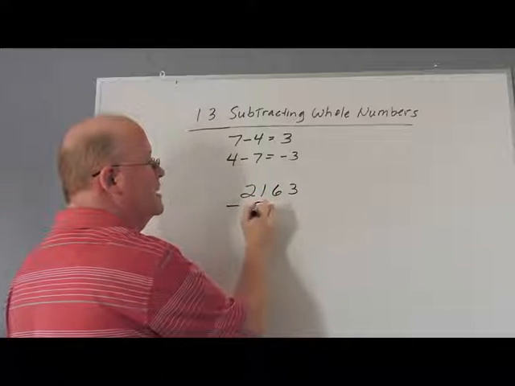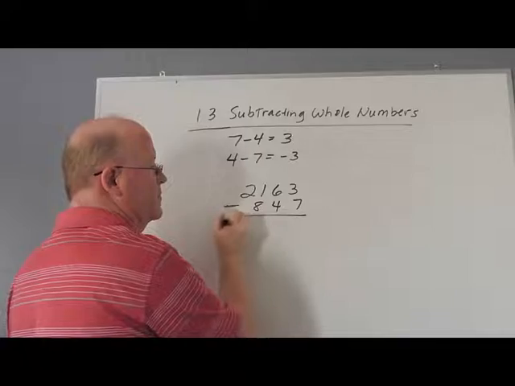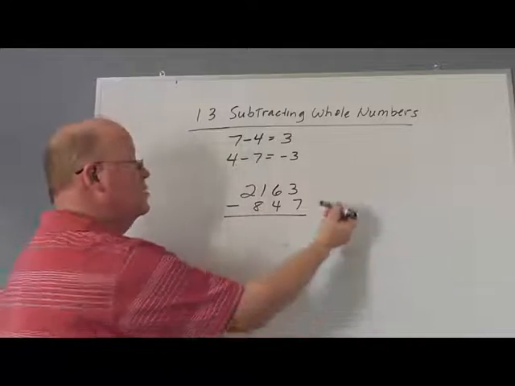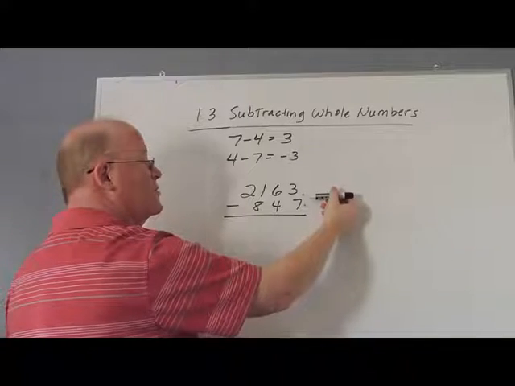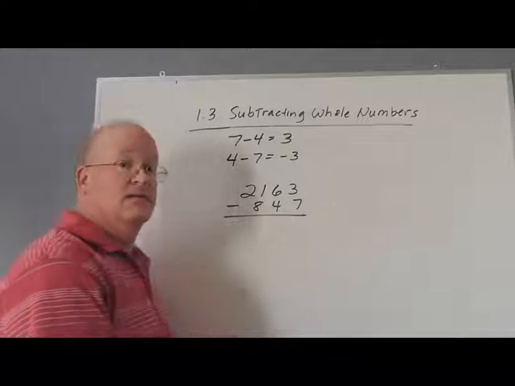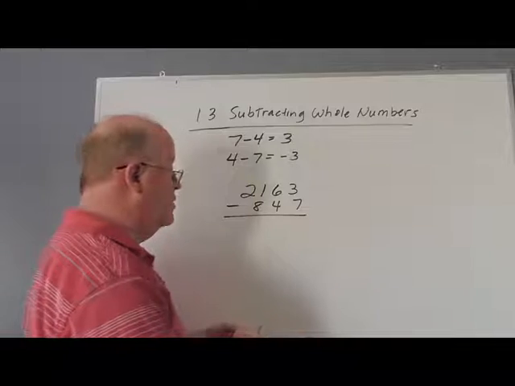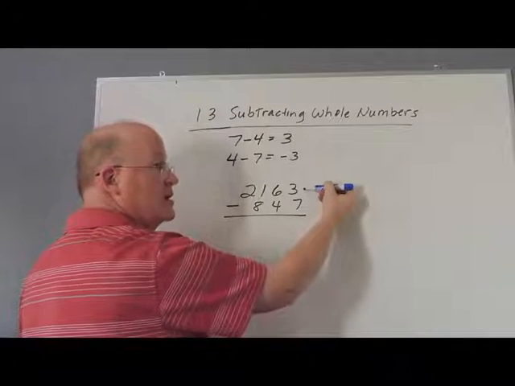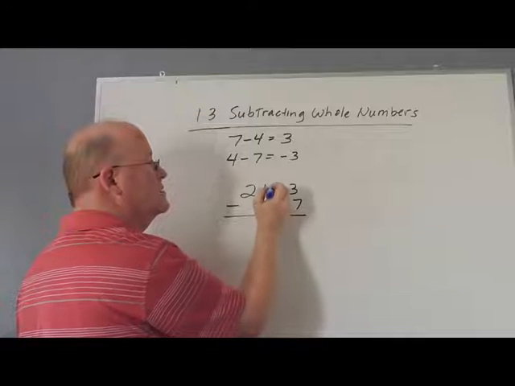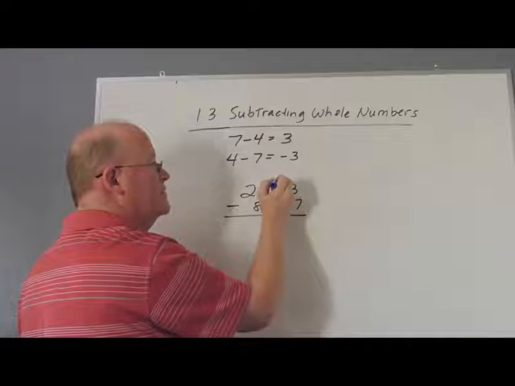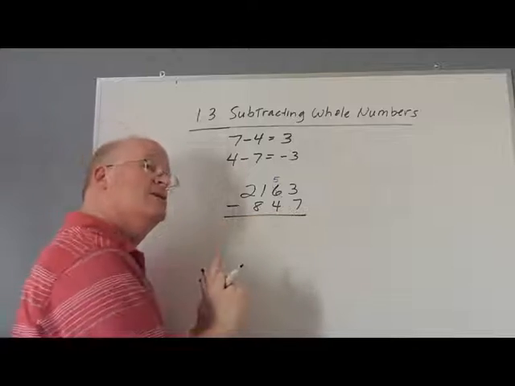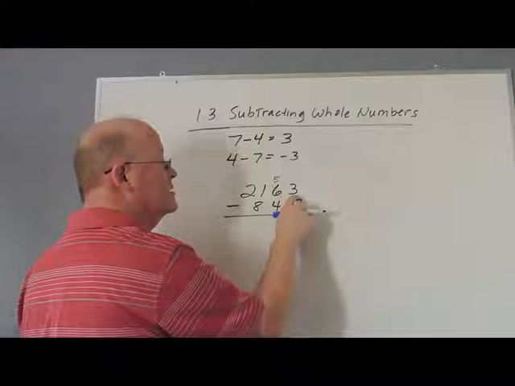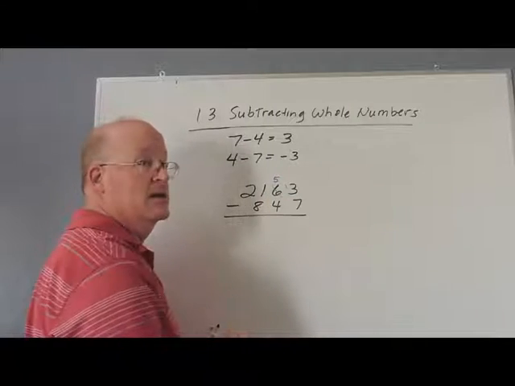2,163 minus 847. Notice how I have all of my columns lined up, and I start in the ones column at the far right. 3 minus 7. I can't subtract them. I've got to do some borrowing. That's like saying I can't take 7 pennies away from 3 pennies. So I've got to come over here to the dimes, take away from the 6 dimes, drop it to 5 dimes, and take that 1 dime and move it over to the next column as 10 pennies. I now have 10 pennies plus the 3 pennies, making 13 pennies.